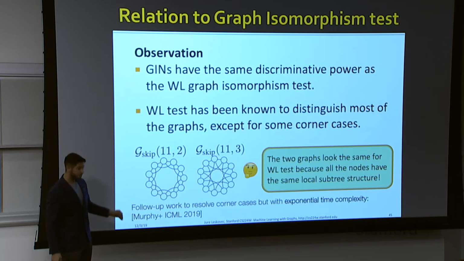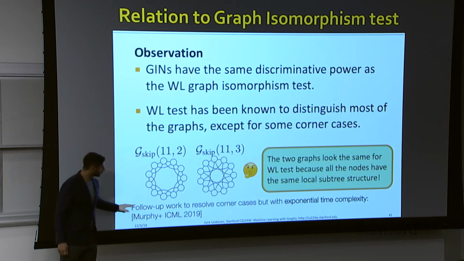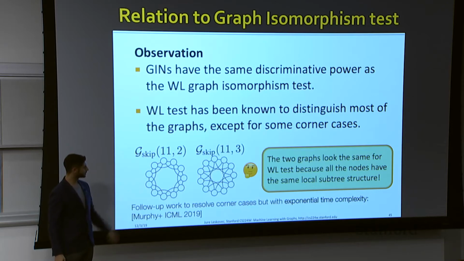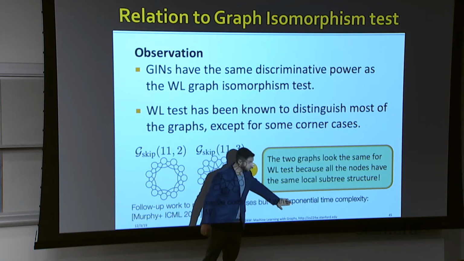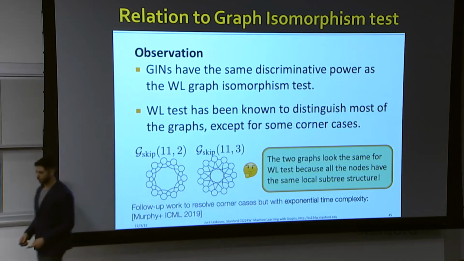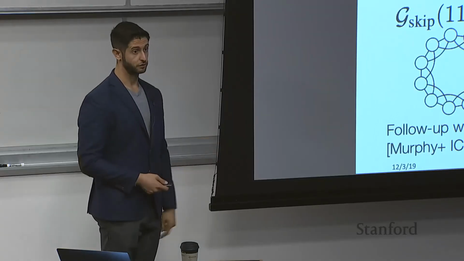But if you're interested, there is also a very recent work which tries to expand the way in which GNN works to these corner cases. But the key catch there is that now the time complexity will become exponential again, which is something that we can rarely afford when we're working with such large amounts of data.